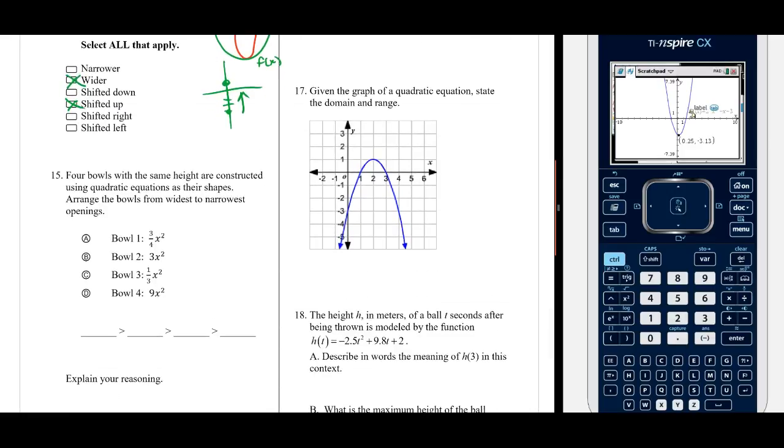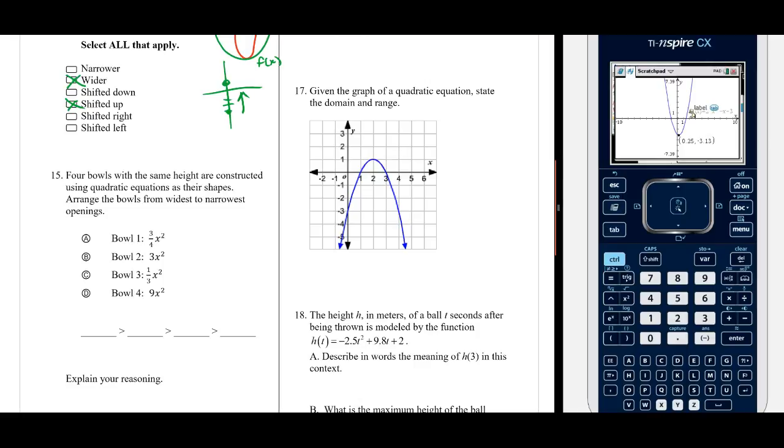15. 4 bowls with the same height are constructed using quadratic equations. Arrange the bowls from widest to narrowest. The widest graph is going to be the one with the a value closest to 0. So that means that my fractions are going to be the widest.